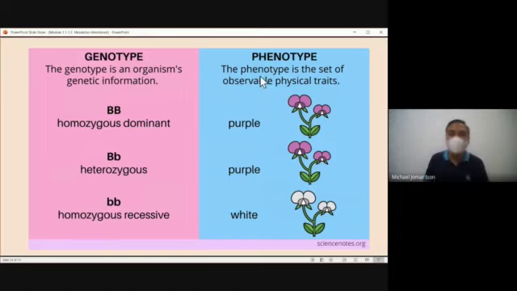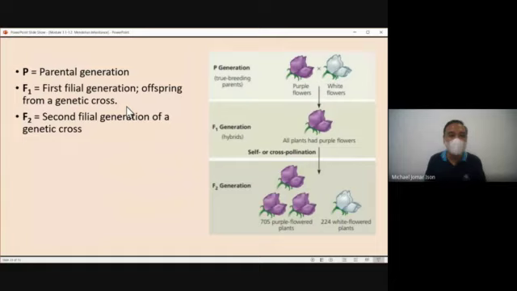The phenotype would be the set of observable physical traits. So you have your purple, and then your purple, and the white. This would be the physical manifestation or phenotype, coming from pheno, which is related with the word physical, and genotype, which would be related with the word genes. You now have to take note of the letter combination, the genetic constitution: is it homozygous dominant, homozygous recessive, or heterozygous? Okay, so that would be two more important vocabularies.